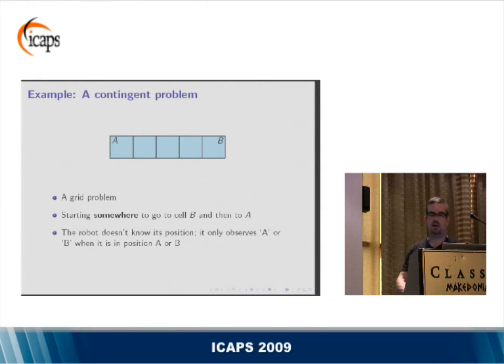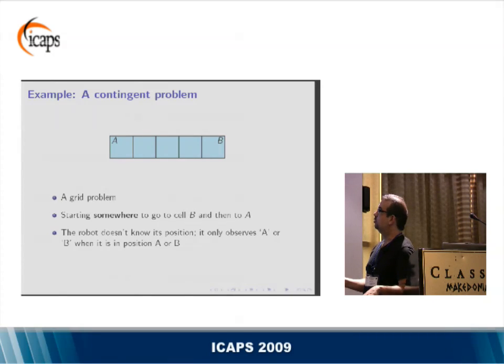This work is about computing controllers for contingent planning problems. So let's begin with an example of what a contingent problem is. Consider this navigation grid in which we have to go to position B and then go to A. That's the goal: visiting B and then A.